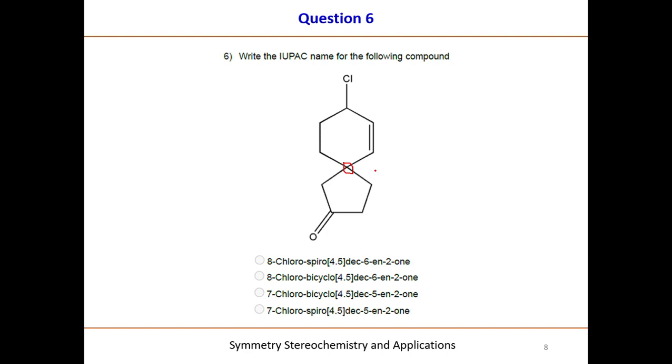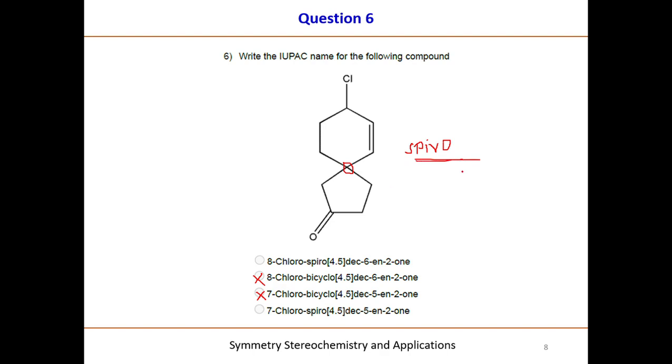Because spiro is our parent chain, we will consider spiro as the parent chain compound. You can see in the options we have spiro only in the 1st and 4th options, so the other two options will get cancelled. Spiro is a parent chain compound.